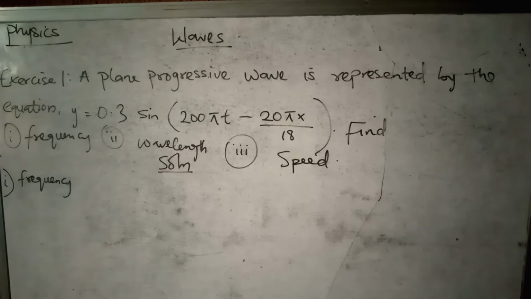Our exercise number 1 says a plane progressive wave is represented by the equation y equals 0.3 sin(200πt − 20πx/18). Find (i) frequency, (ii) wavelength, (iii) speed.